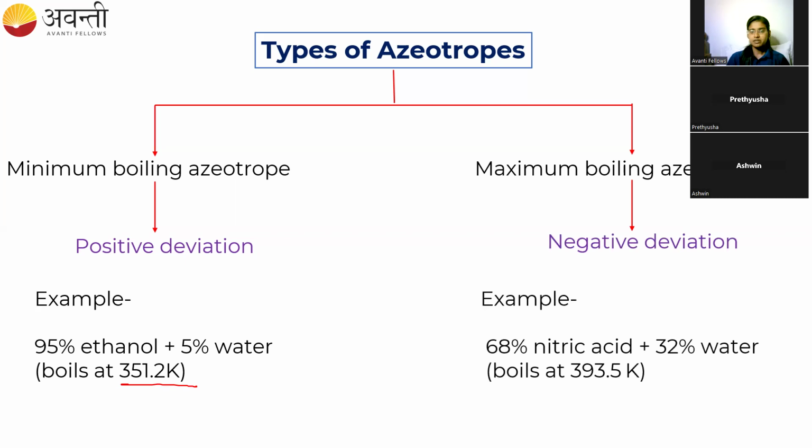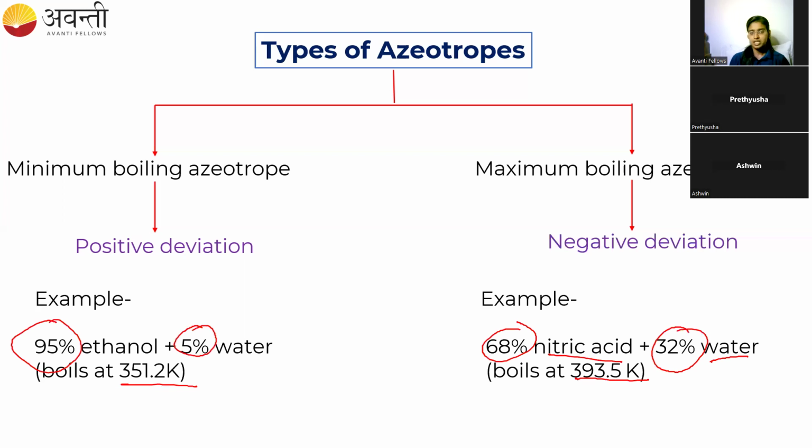Now coming to negative deviation, it is a mixture of nitric acid and water. Nitric acid is 68% and water is 32%. And the boiling point here is 393.5 Kelvin. Okay, so the composition of the A component and B component, and the boiling point for both, is very important.